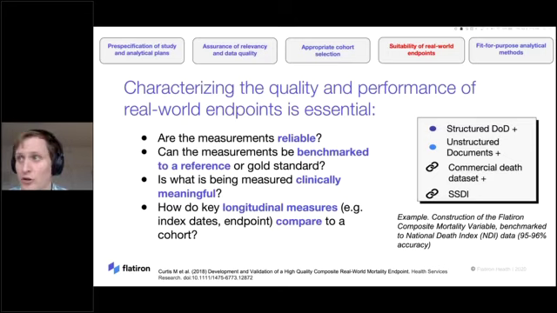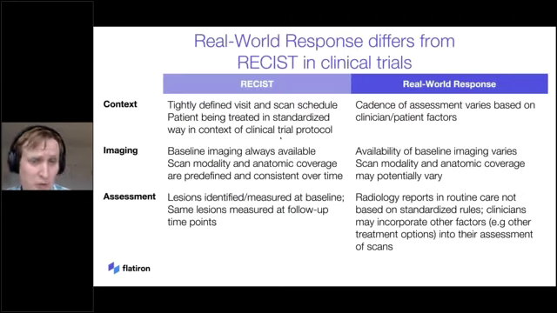Another brief example I wanted to show is with response. We know that RECIST is a key criteria in many cancer trials, especially phase 2 trials or early research that aren't focusing on OS or PFS, progression-free survival outcomes. But we know that RECIST is really tightly defined, both in terms of the protocols used for analyzing the scans and the timing of the visits. And we know that in real-world data, we don't have a protocol for issuing these scans, so it's really based on patient need or clinician preference. There's also interpatient variability.